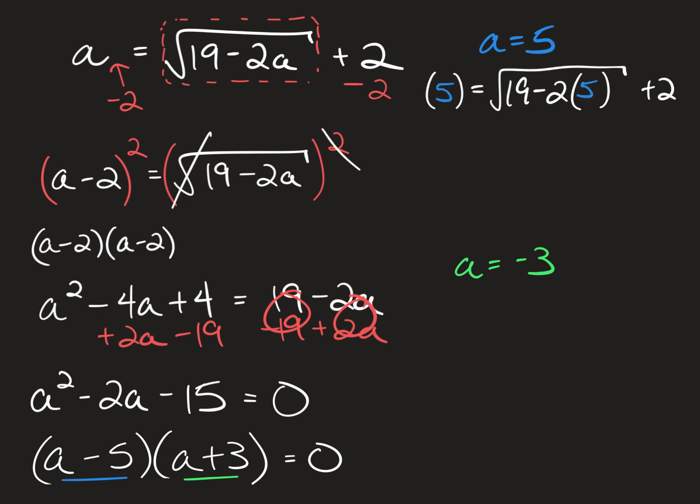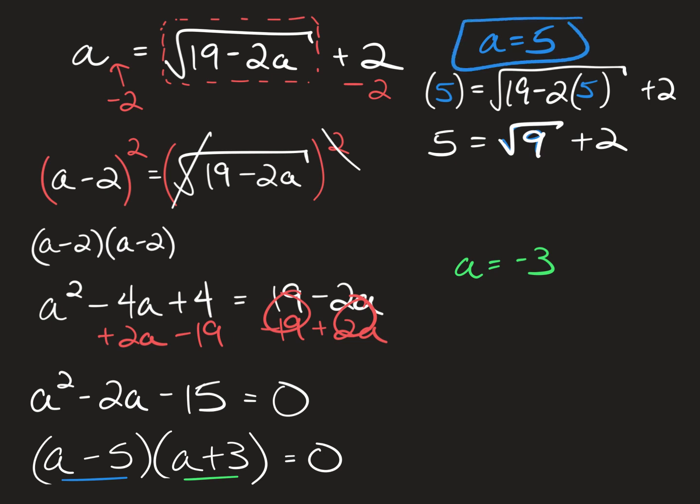Awesome. So you can simplify this however you need to. 2 times 5 is 10. 19 minus 10 is 9. So this will be a square root of 9 plus 2 outside, and there's still a 5 left on the left. And from here I can say these are going to be equal because the square root of 9 is 3. 3 plus 2 is 5. So this is a good answer.